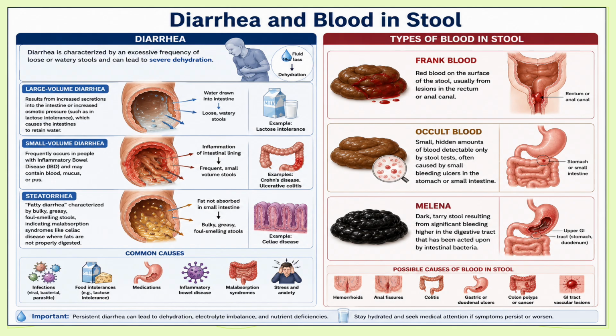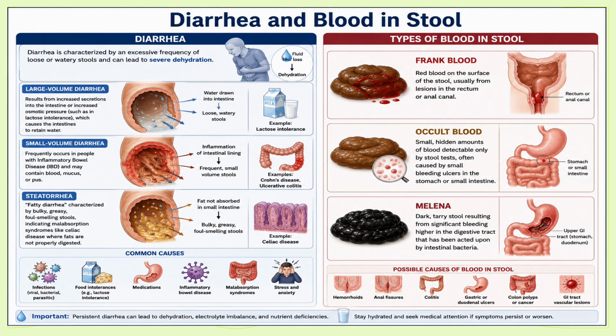Now we can categorize diarrhea based on its underlying causes. Large volume diarrhea results from either increased secretions into the intestines or increased osmotic pressure within the intestinal contents. For example, in people with lactose intolerance, you have undigested lactose which remains in the intestines. This increases osmotic pressure. Now, this causes the intestines to retain the water, because it's pulling the water into the intestines rather than absorbing it.